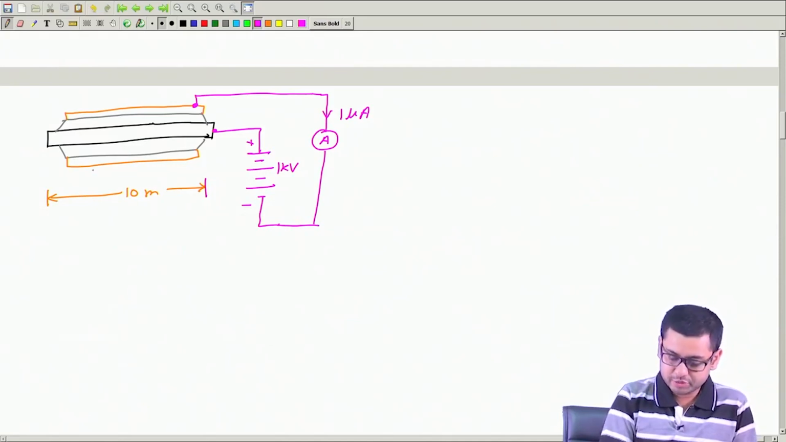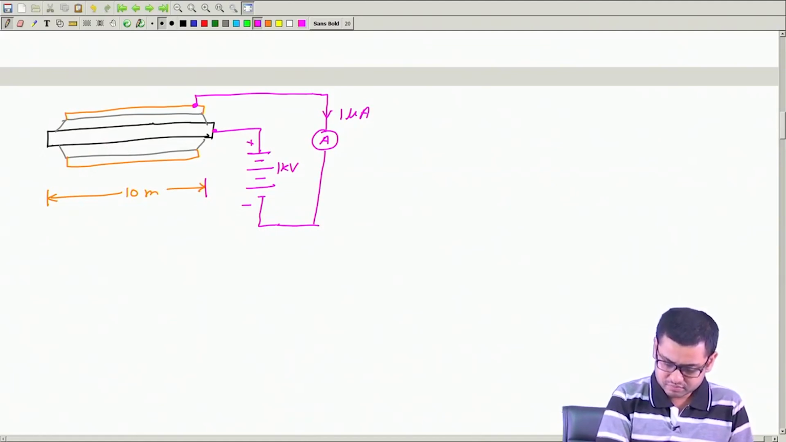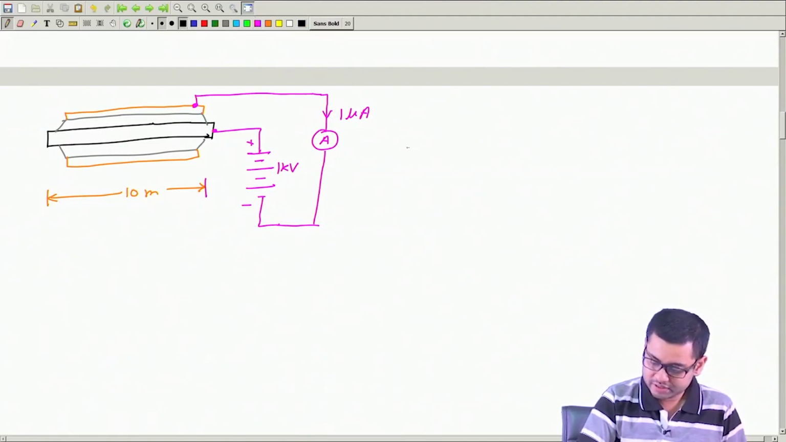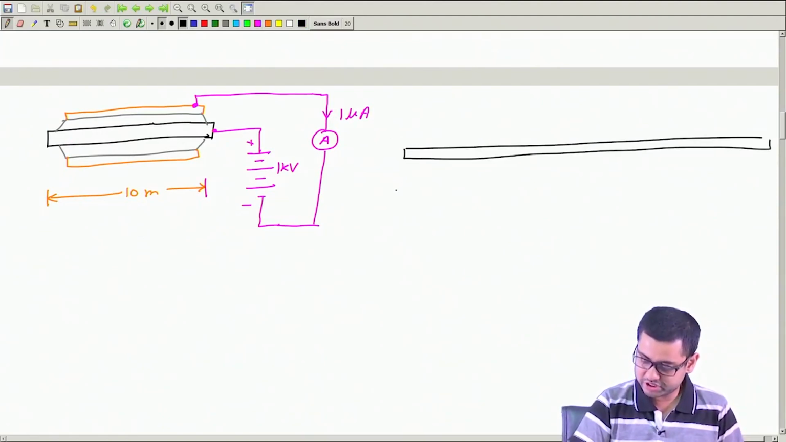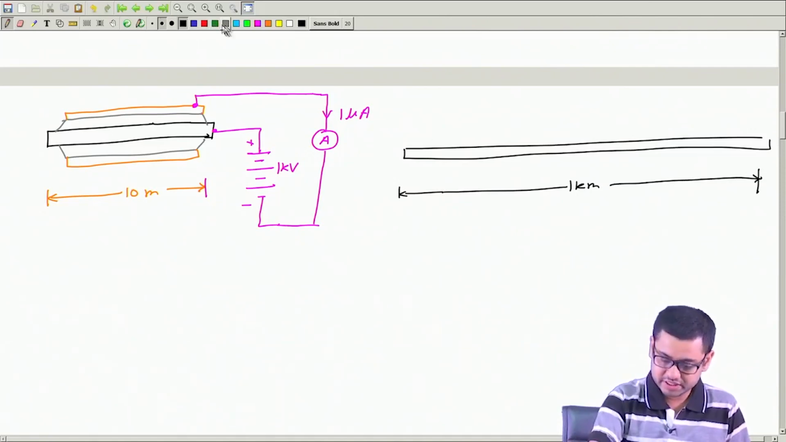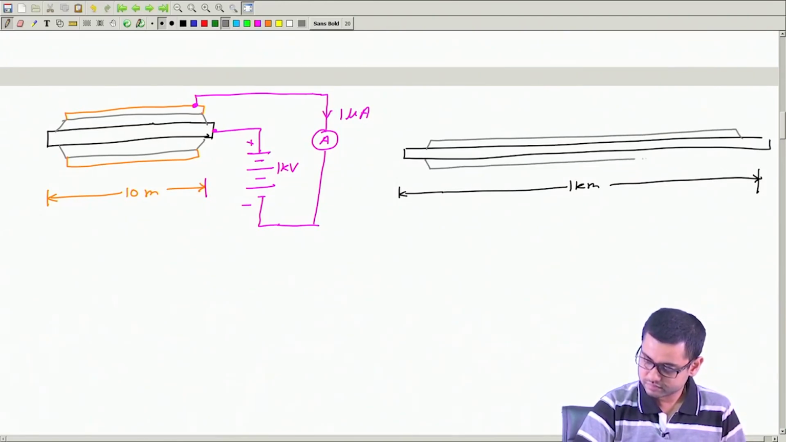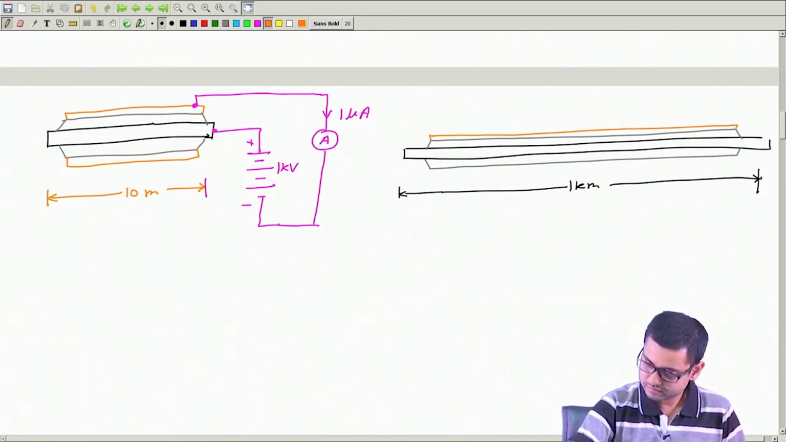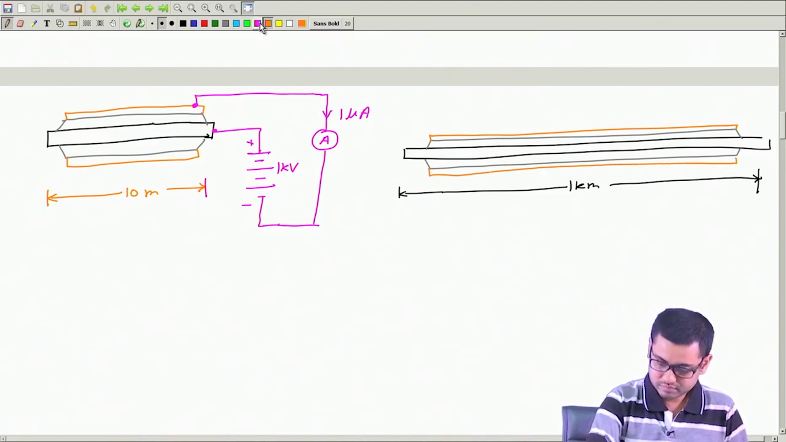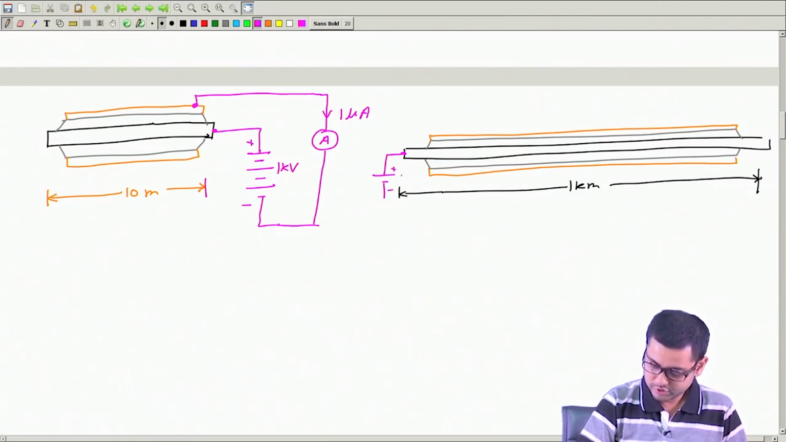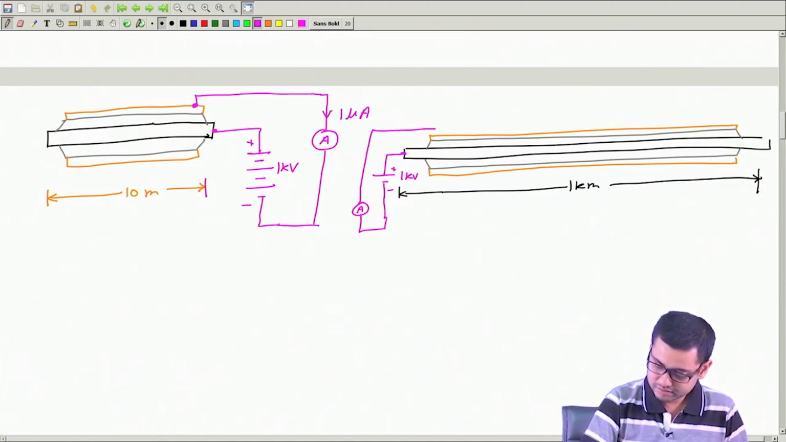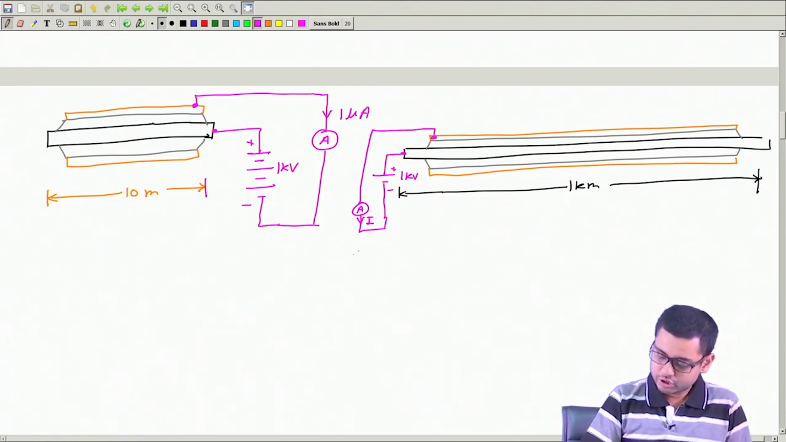Now, had we done the same experiment with a 1 kilometer long cable, with the same voltage of 1 kV applied, and we measure the current. So, what do you think this current I will be?